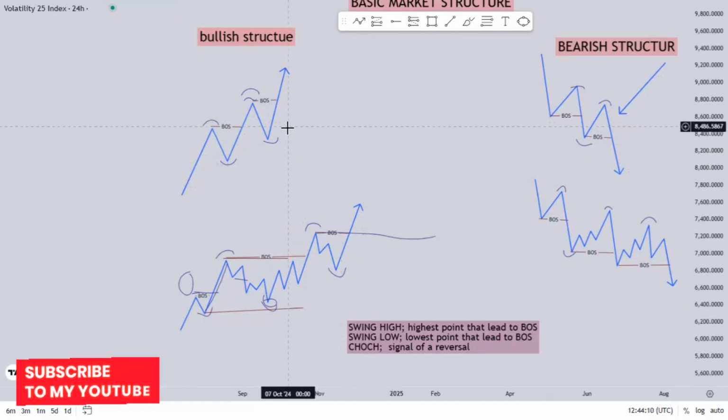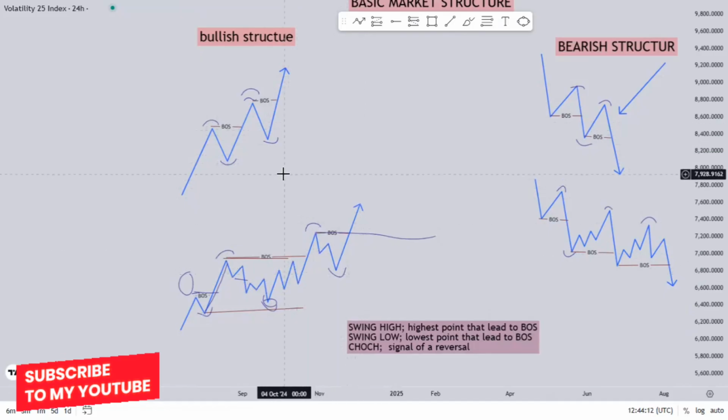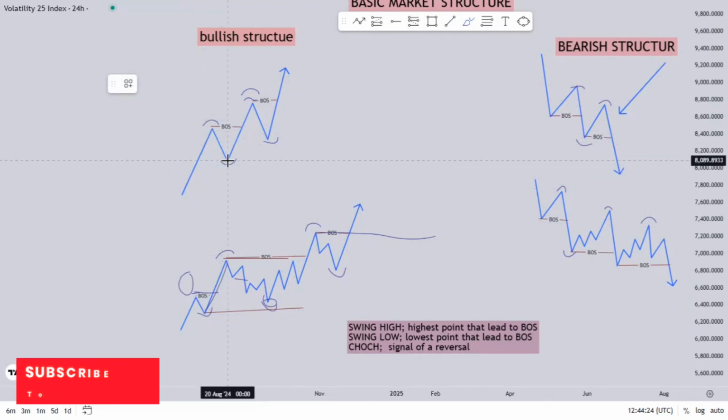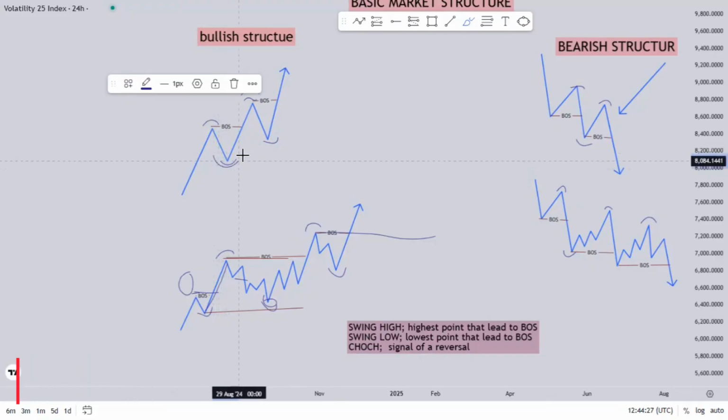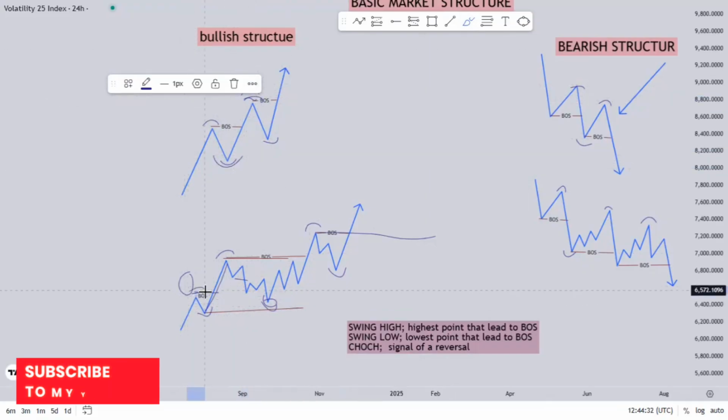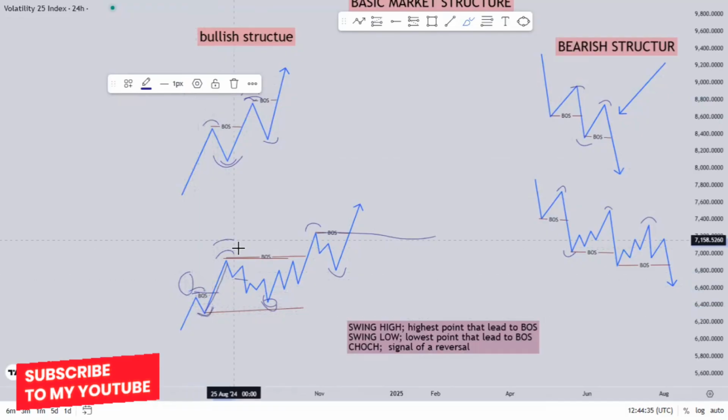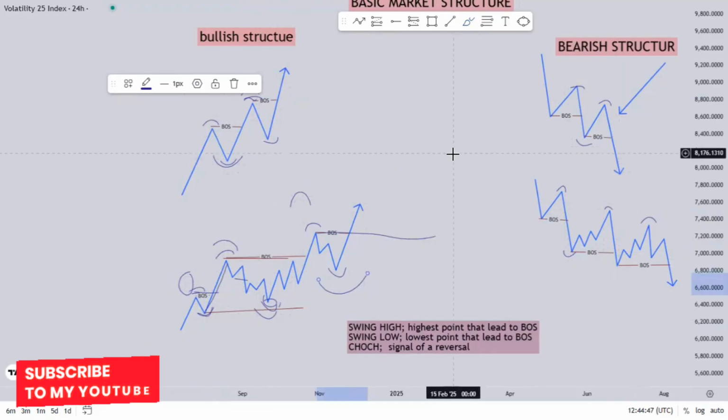So overall, what are we looking for in the market? We want to know the swing high and the swing low. The swing high is that point that leads to what? A break of structure. And a swing low, rather, is that point that leads to what? A break of structure. So this is a swing low, this is a swing high over here. Likewise, this is a swing high, this is a swing low, this is a swing high, this is a swing low, this is a swing high, and this is a swing low. And this same approach is applicable to what? The bearish side of the market.